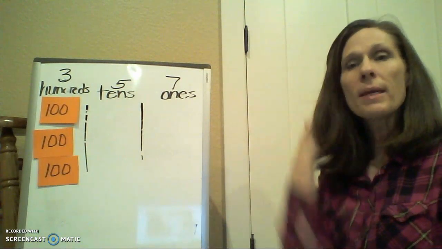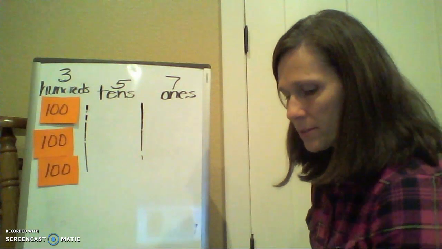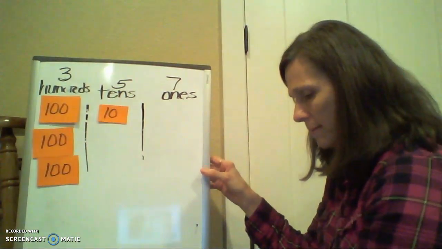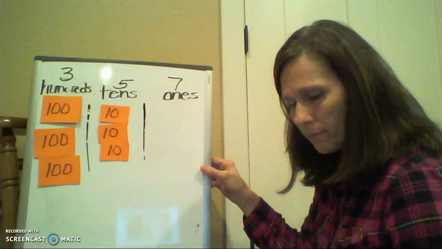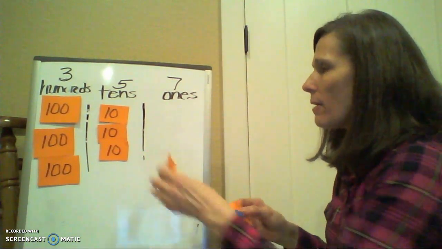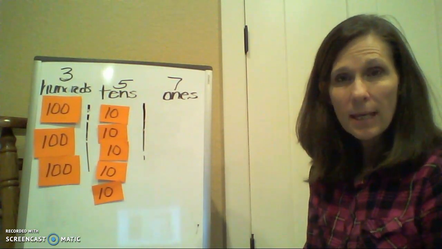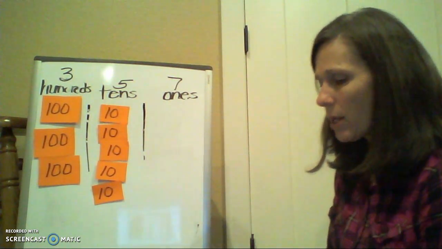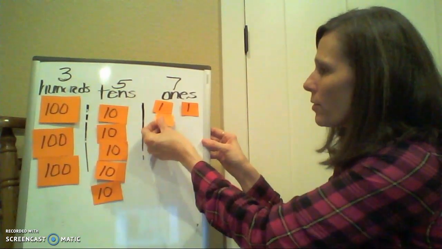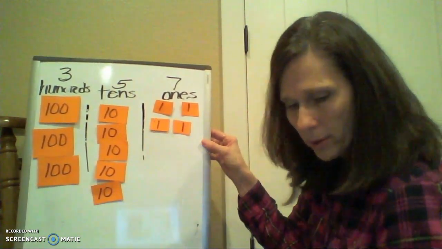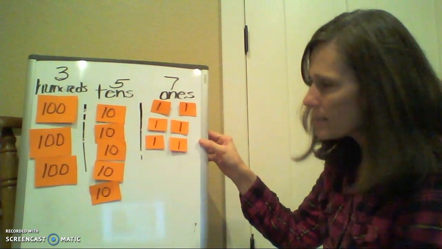Okay, what does the 5 mean when it sits in the tens place? It means 5 sets of 10. So 1 set of 10, 2 sets of 10, 3 sets of 10, 4 sets of 10, 5 sets of 10. And what does the 7 really mean when it sits in the ones place? It means 7 ones. 1, 2, 3, 4, 5, 6, and 7.